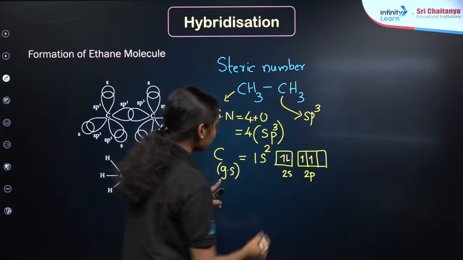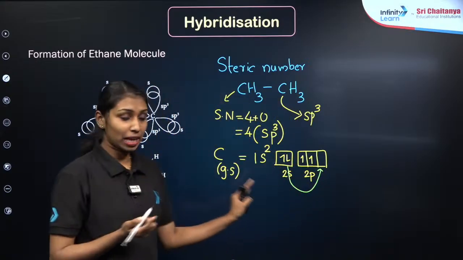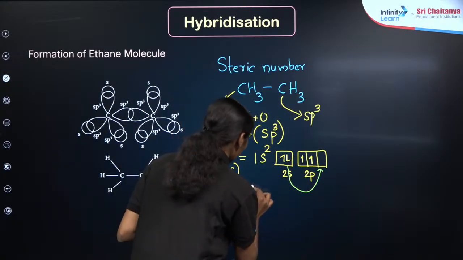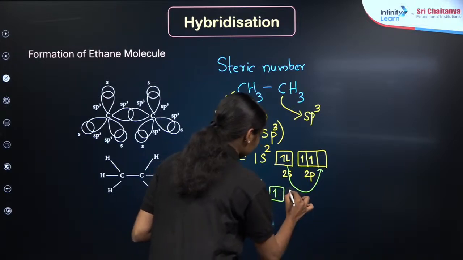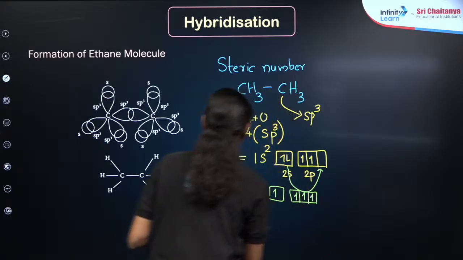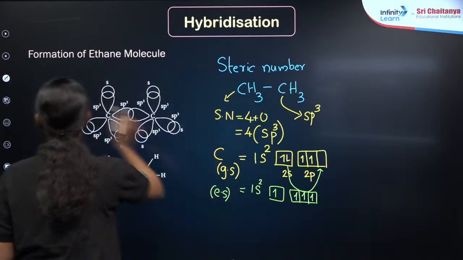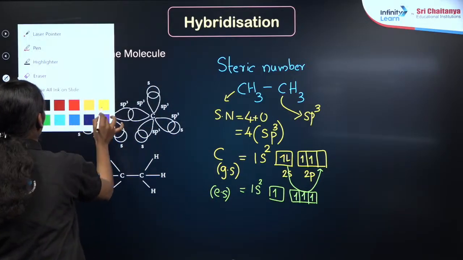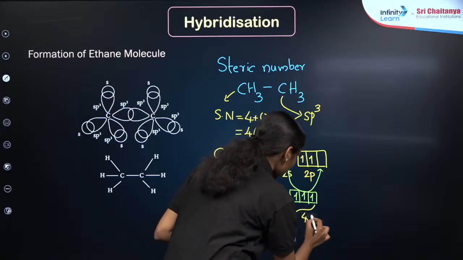Now during the excitation, one of the electrons will go to the third p orbital in order to form the sp3 hybridization. So I will write it like this. This will be the excited state electronic configuration of carbon. These 4 orbitals will undergo hybridization to form 4 sp3 hybridized orbitals.